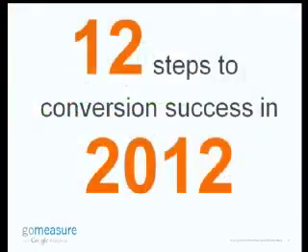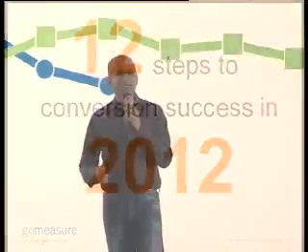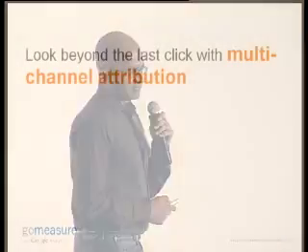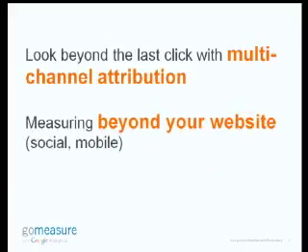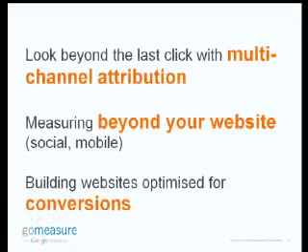So I'm thinking about this as taking 12 steps for conversion success in 2012. We only have a few months left in the year, so it's really about taking some steps today so that when January 1 comes about, you're actually ready to start optimizing for conversions. And it should really cover three key areas. It's about multi-channel funnels and multi-channel attribution. It's about measuring beyond your website, looking at mobile and social. And it's really about building your sites optimized for conversions.